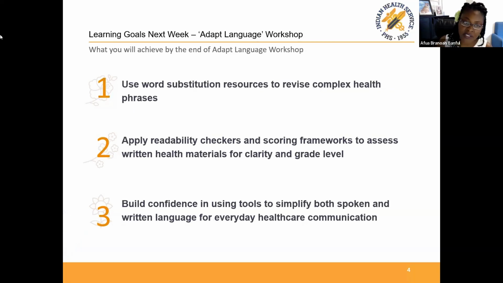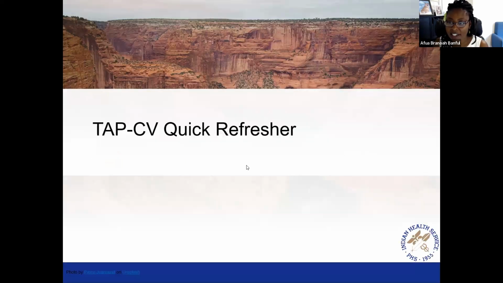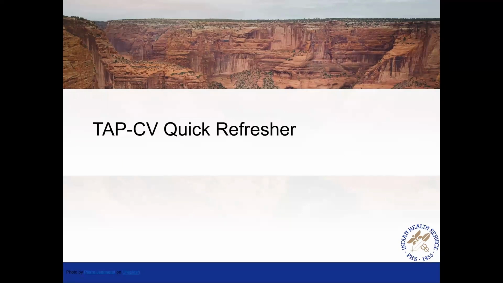And I wanted to preview this because it's very tight. Next week is when we'll actually use those resources in the workshop. So we'll use word substitution resources to revise some complex phrases. We will use readability checkers and scoring frameworks. So today you will see the tools, but we won't really get to dig into them. So hold off, and then next week we'll use those tools. So any thoughts or questions before we dig in? I will take silence as consent and understanding here. No questions. All right, thank you very much.